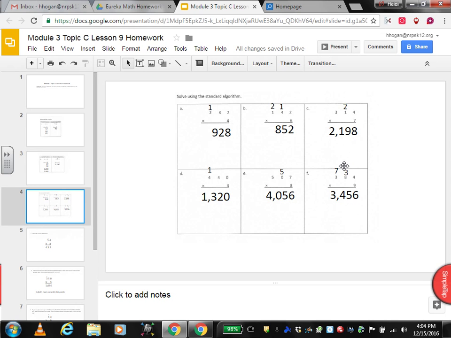9 times 4 is 36. We regroup 3 groups. We can regroup 3 times. 36. 9 times 8 is 72 plus 3. 72, 73, 74, 75. 75. 9 times 3 is 27 plus 7, which is 34.